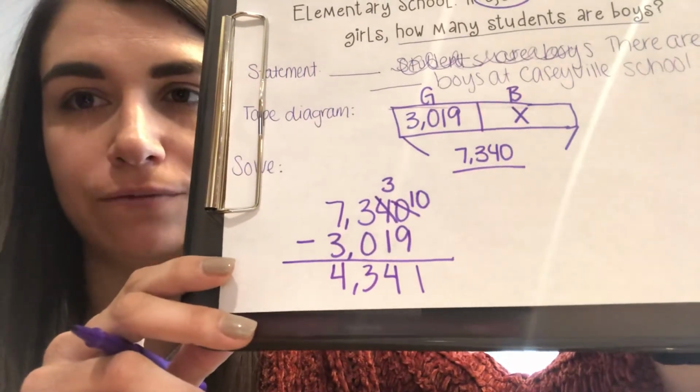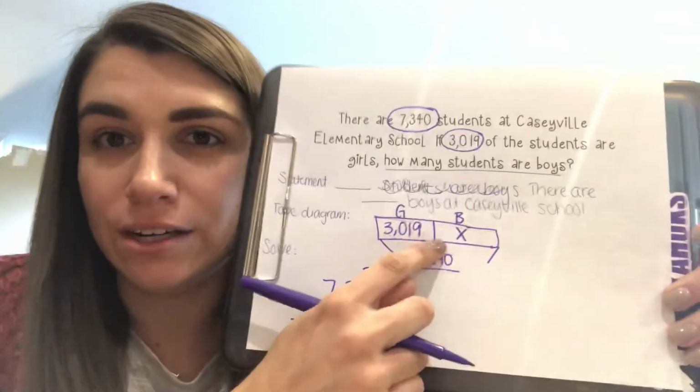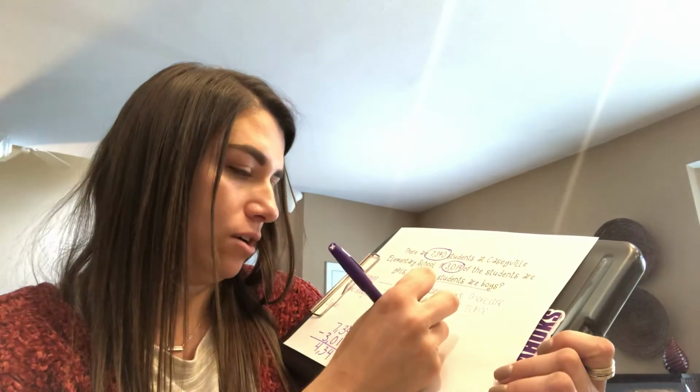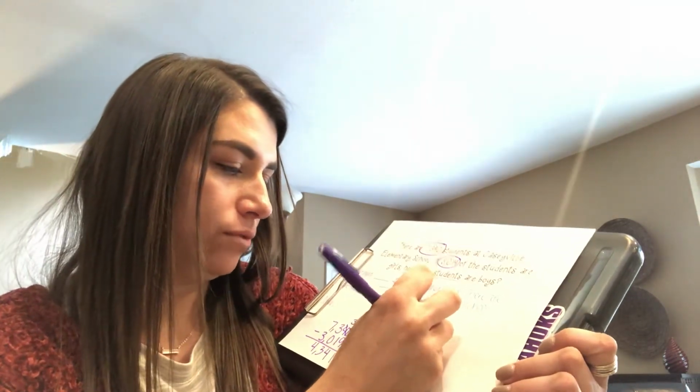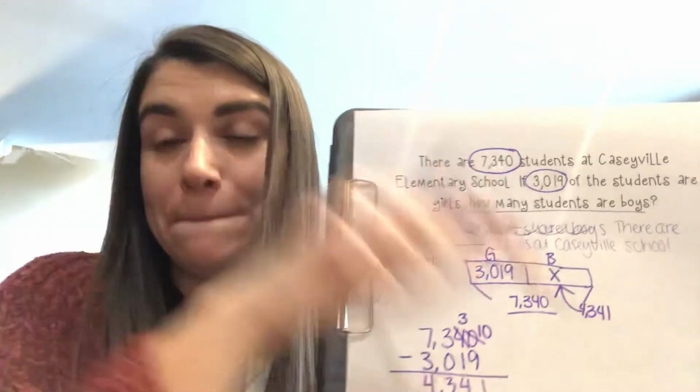So now I have 4,341. That's how many boys are in the school. So that's gonna go where this X is. So I'm gonna draw my little arrow, and I'm gonna say 4,341. I also can't forget to put that information back in my statement.